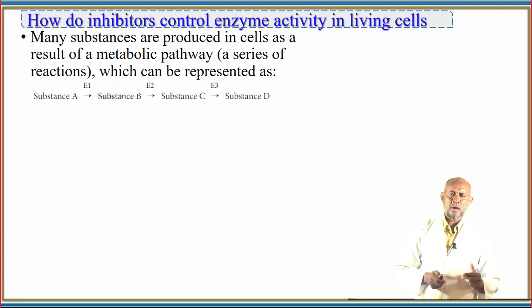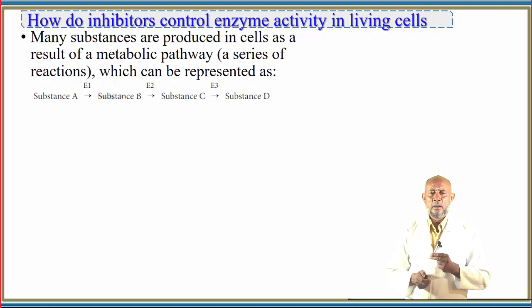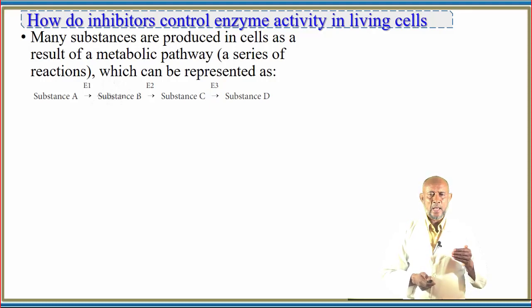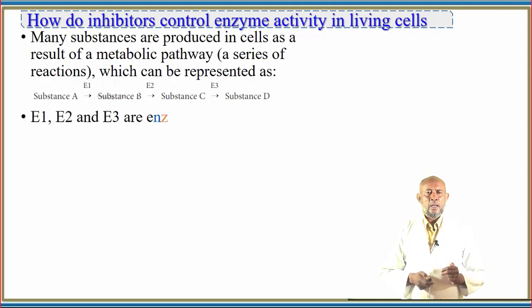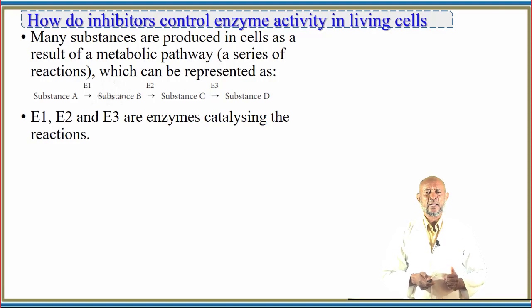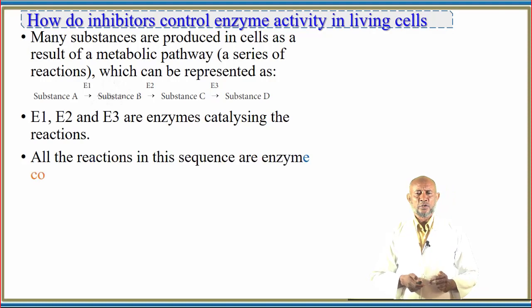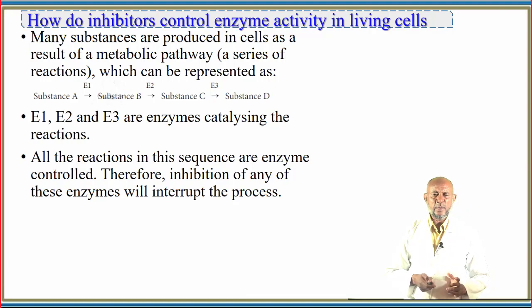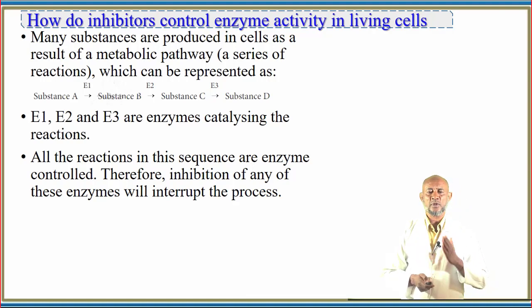And substance C proceeds to substance D when enzyme 3 is involved. Such a series of reactions is said to be a metabolic pathway, and most of the cell's metabolic activity is of this kind. E1, E2, and E3 are enzymes catalyzing the reactions. All the reactions in this sequence are enzyme controlled. Therefore, inhibition of any of these enzymes will interrupt the process.